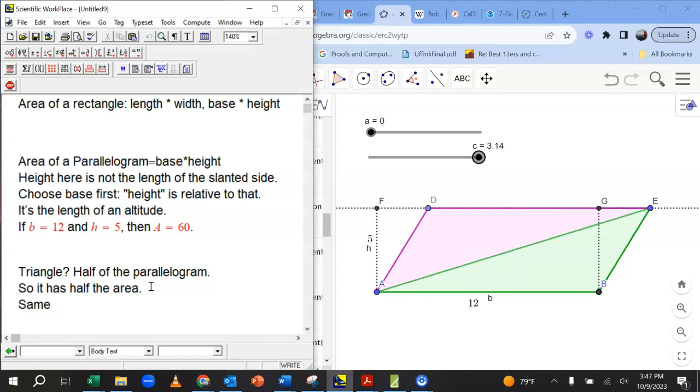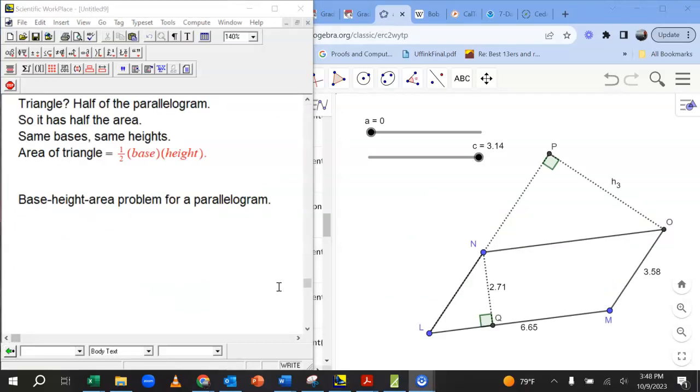So these, for the parallelogram, have the same bases. This parallelogram and the triangle have the same bases, the same heights. So the area of the triangle is just something we've been familiar with for a little while now, 1/2 times base times height.